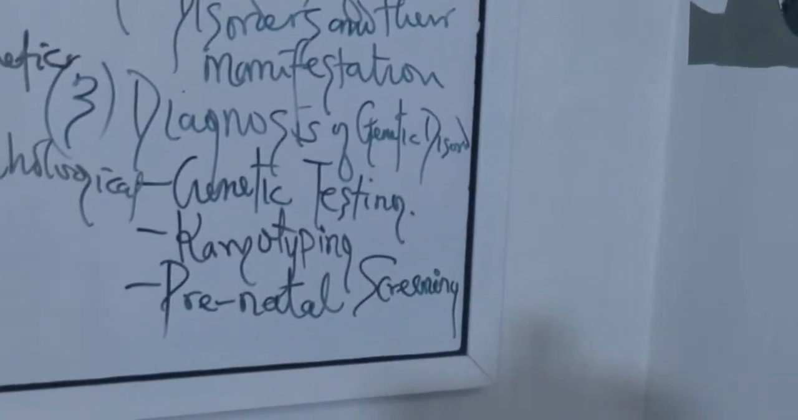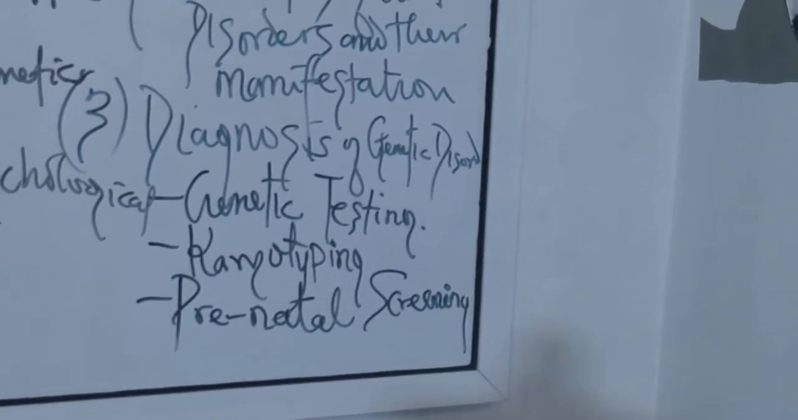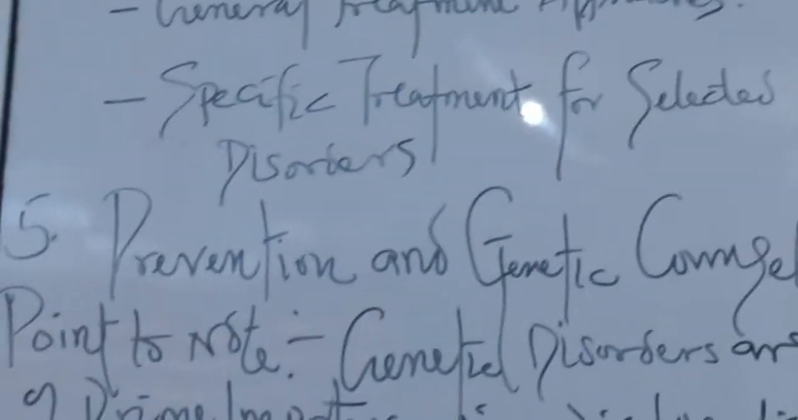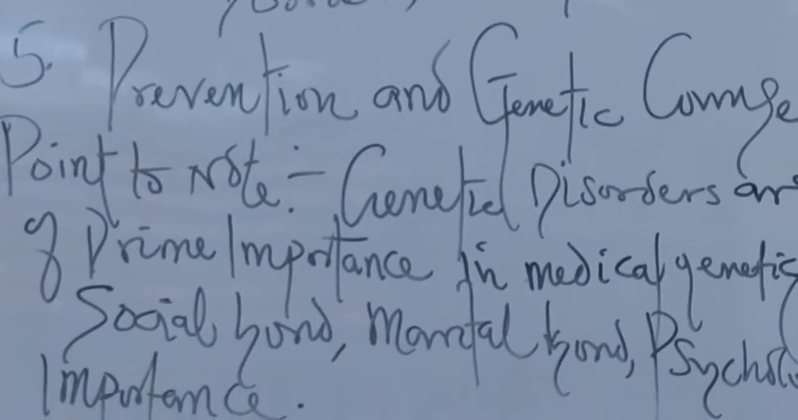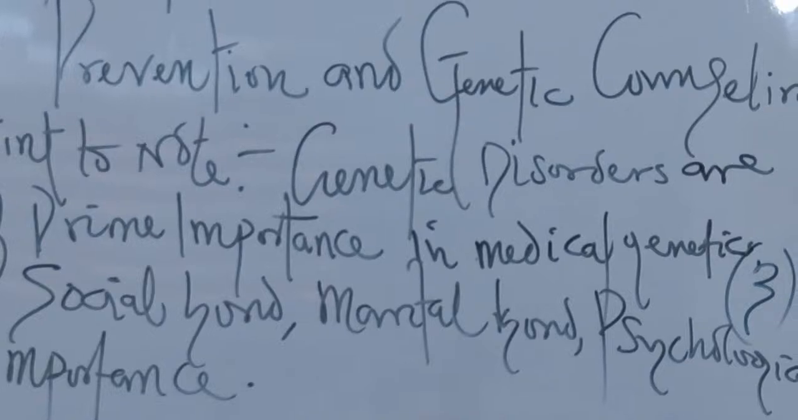The third one is we are going to look at diagnosis of genetic disorders in the area of genetic testing. We'll do something we call karyotyping. Then we are going to get ourselves involved in what we understand and what is the role of prenatal screening, that is before birth, that is even before marriage. What can we do?